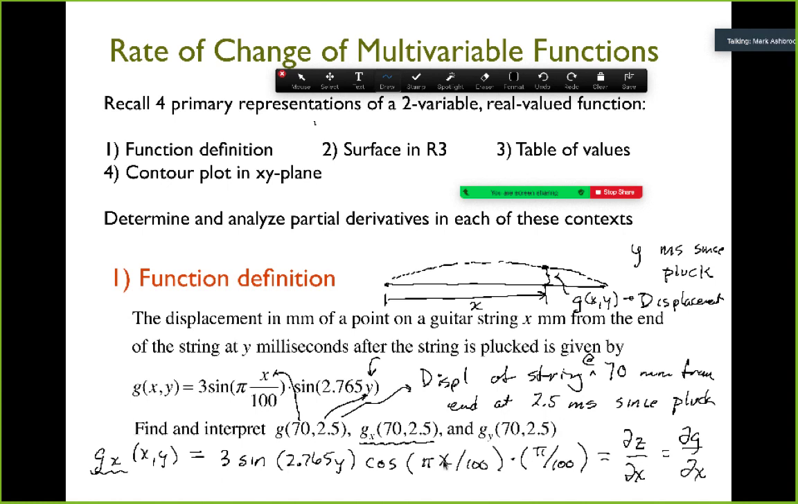Questions on finding that? Everyone see how we got that? So now we're going to do the partial with respect to y.